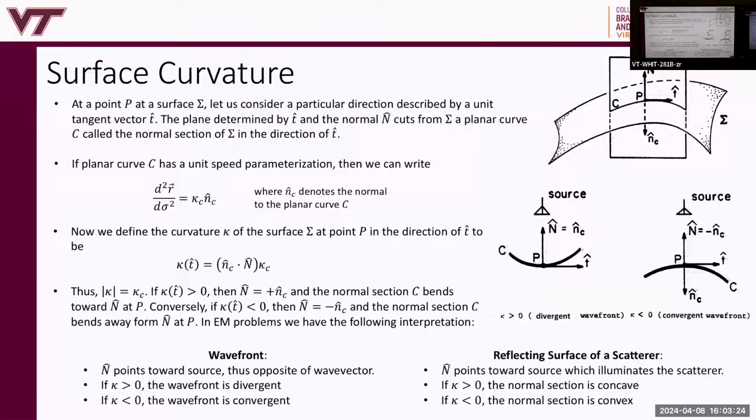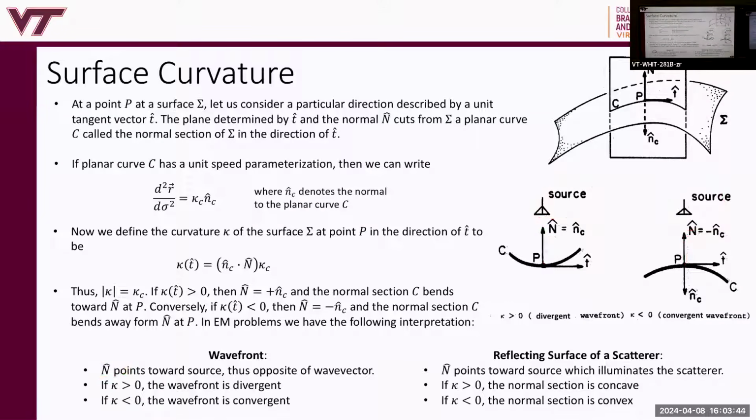And last time I had some error here, but this is the correct way, what I'm going to say right now. I originally had it right, and then I changed it when we were in the lecture, but the original thing was right. So n always points toward the source, which is opposite of the wave vector. Here's the source, n is pointing toward the source.